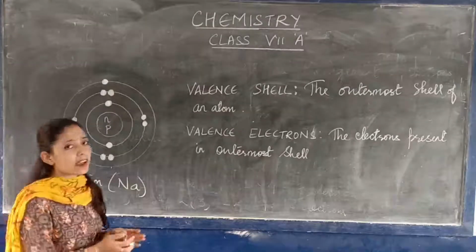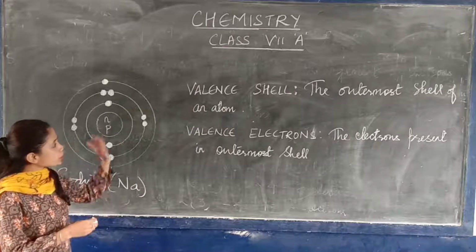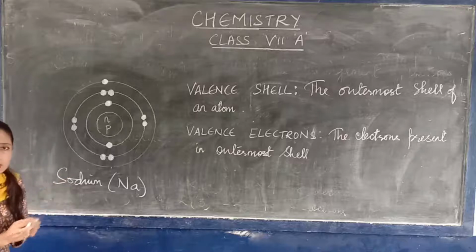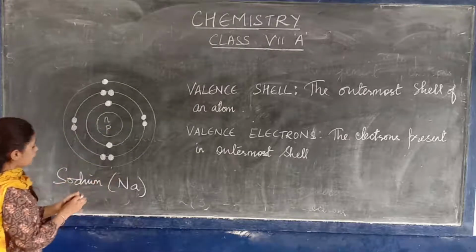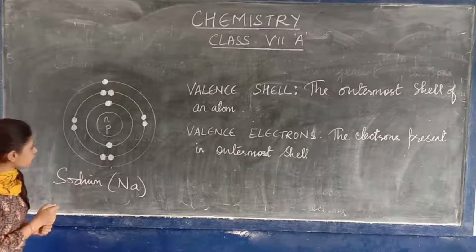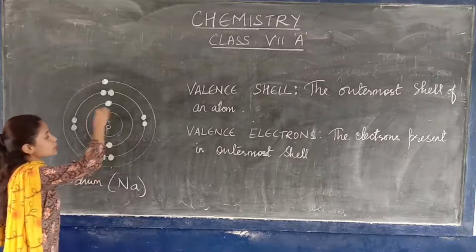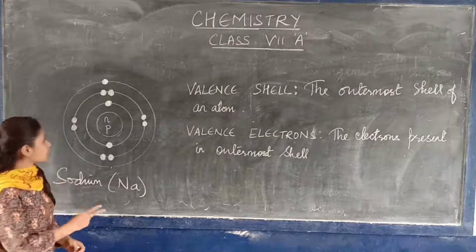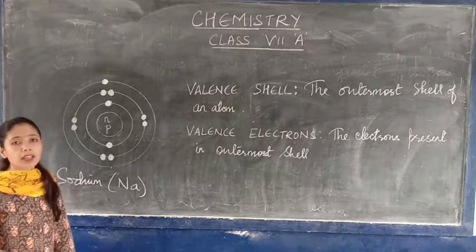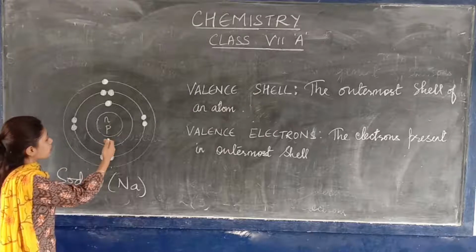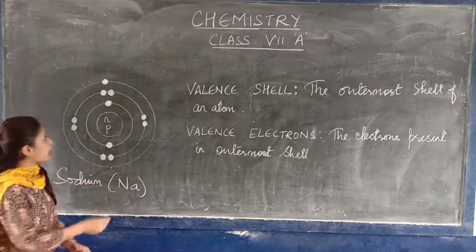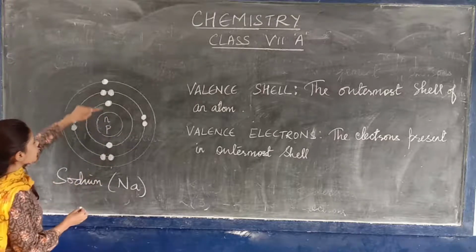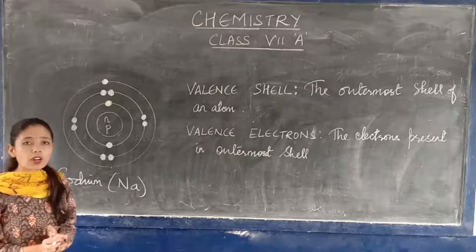Now the next topic is valence cell and valence electrons. Before understanding valence cell and valence electrons, once again I will show you the atomic structure. This is the atomic structure of sodium. I have taken sodium as an example. This is the central part of an atom, which is called the nucleus. Inside the nucleus, two subatomic particles are present: neutron and proton. And these are electrons, which revolve around the nucleus in an imaginary path called cells or orbits.